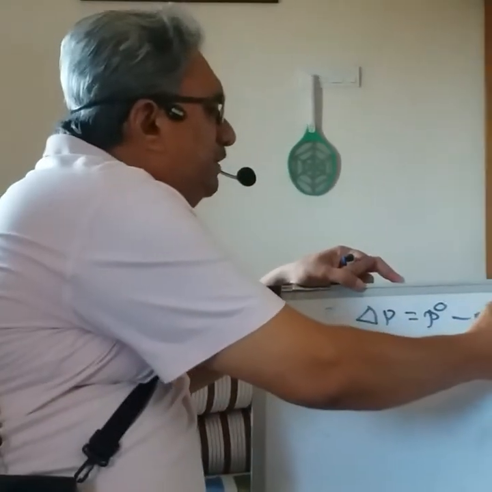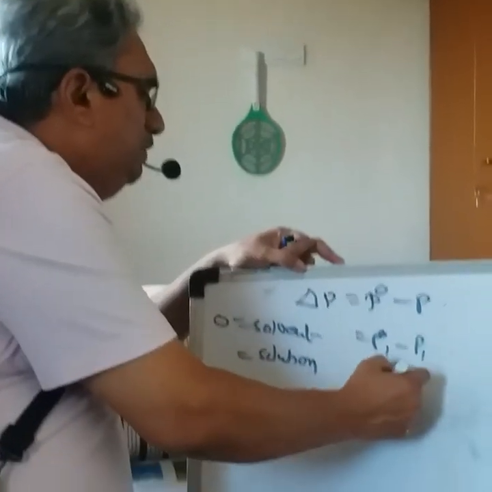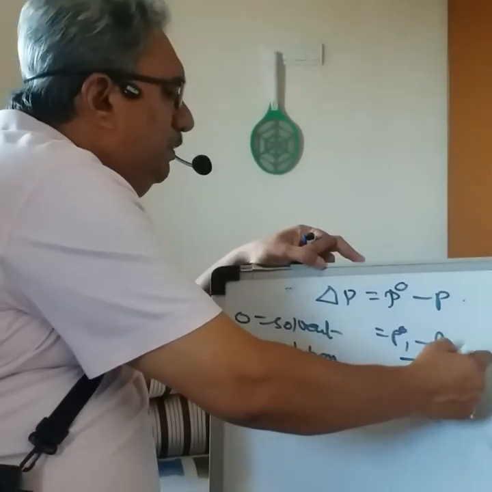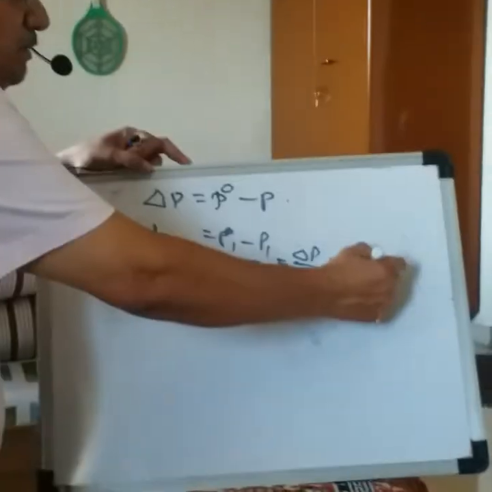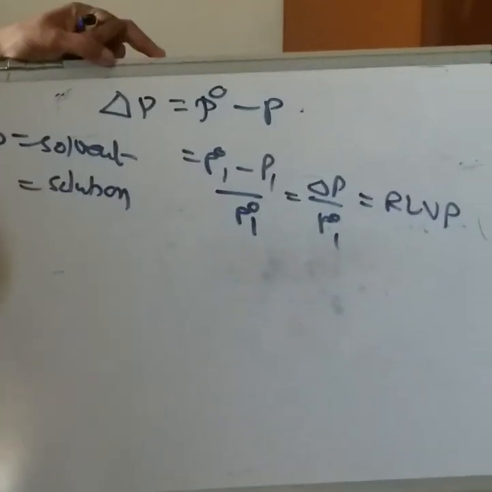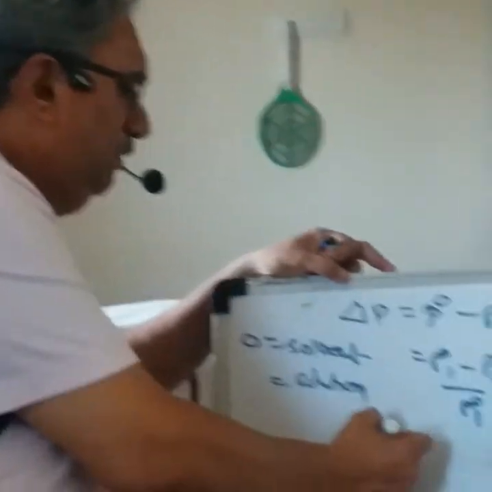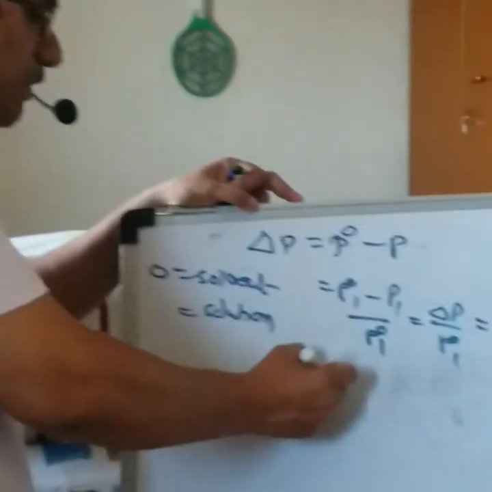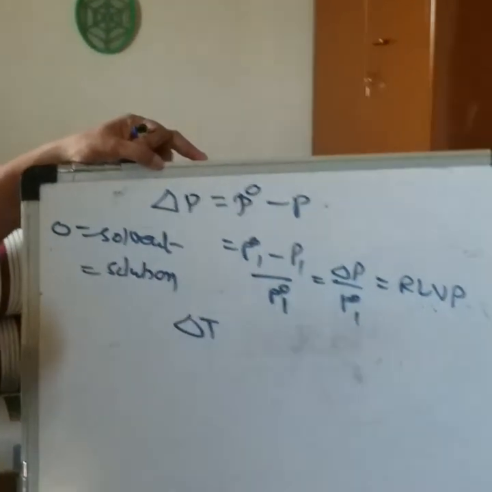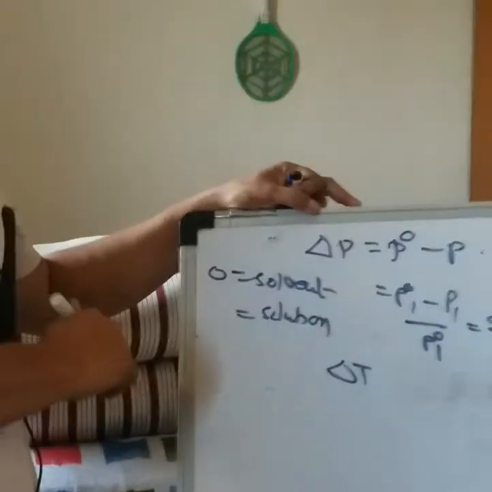Now this lowering takes place in comparison with the vapor pressure of the solvent. So this is called relative lowering in vapor pressure, RLVP. Relative lowering in vapor pressure is one of the colligative properties. Then when you make a solution, the boiling point of the solution increases. As the boiling point increases, we call it elevation in boiling point, or increase in boiling point.